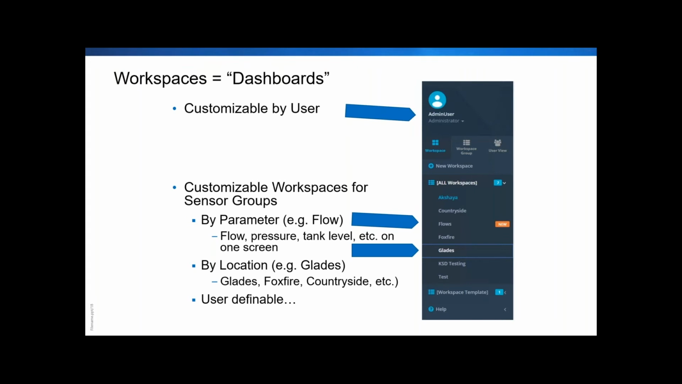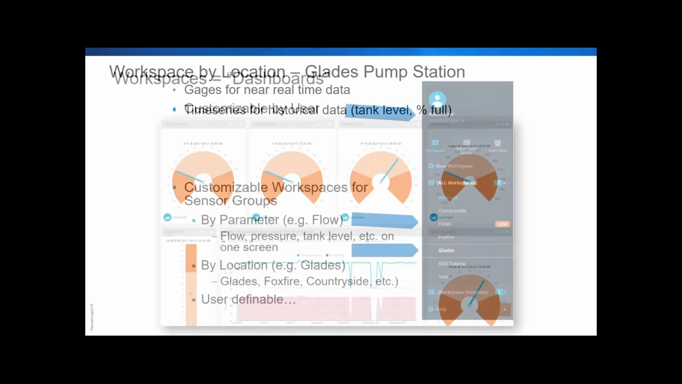So you want to look at flow across your system, that could be a dashboard. You might want to look at specific locations like pump stations. That could be a specific dashboard. There's a lot of different ways you can configure this, and it is a little bit of an art on how you want to do that to make it most useful to everyone that's using it.